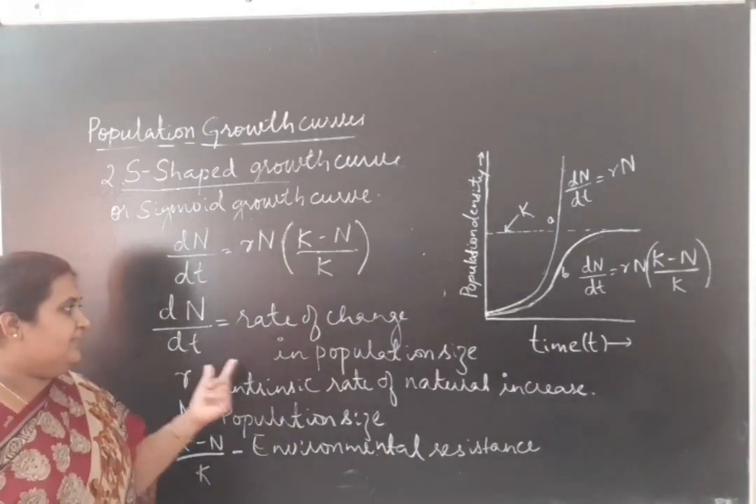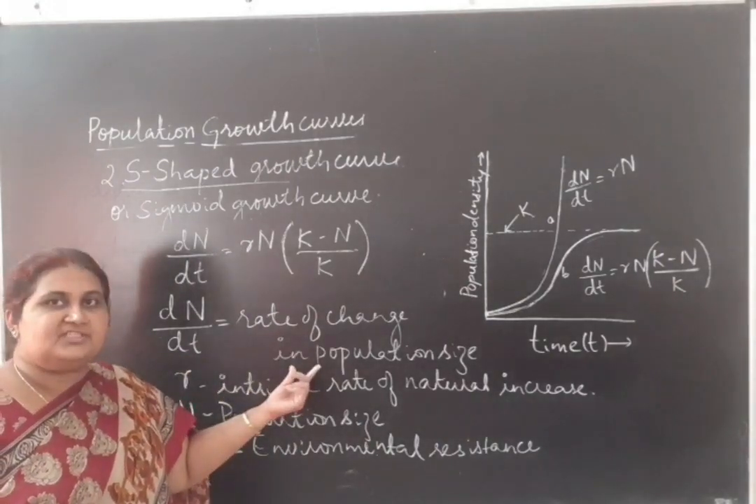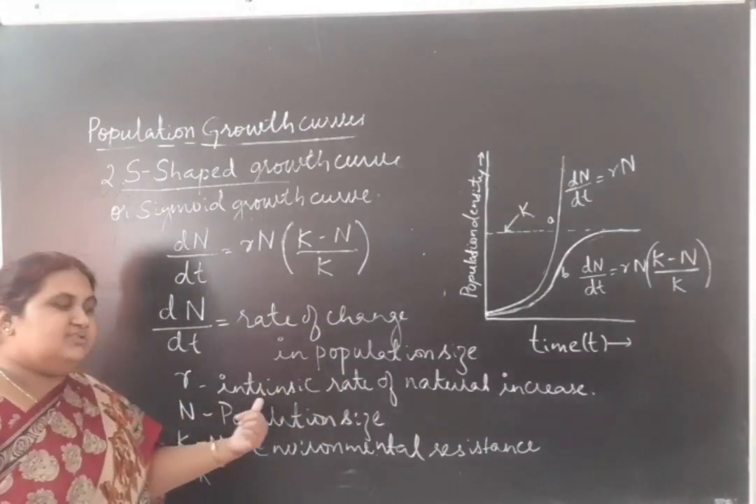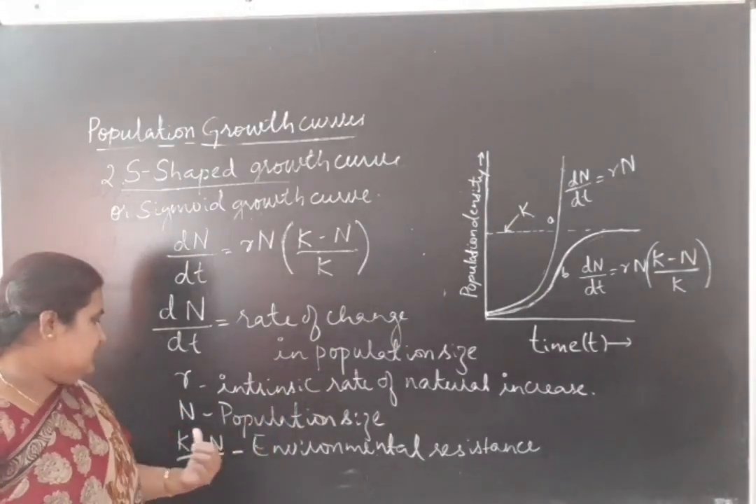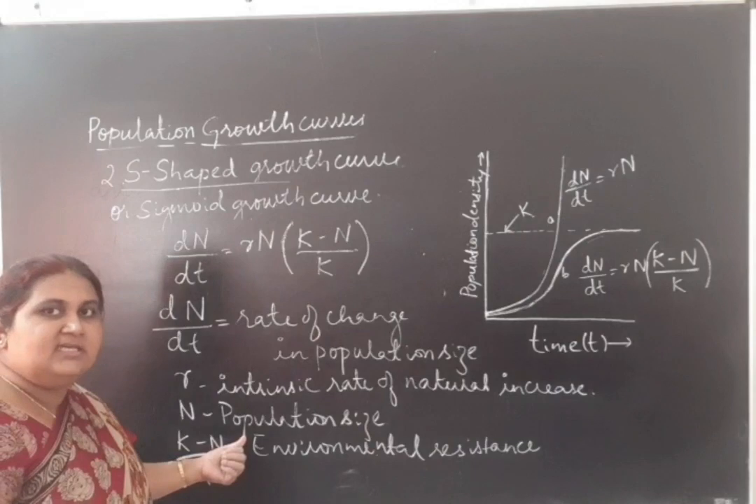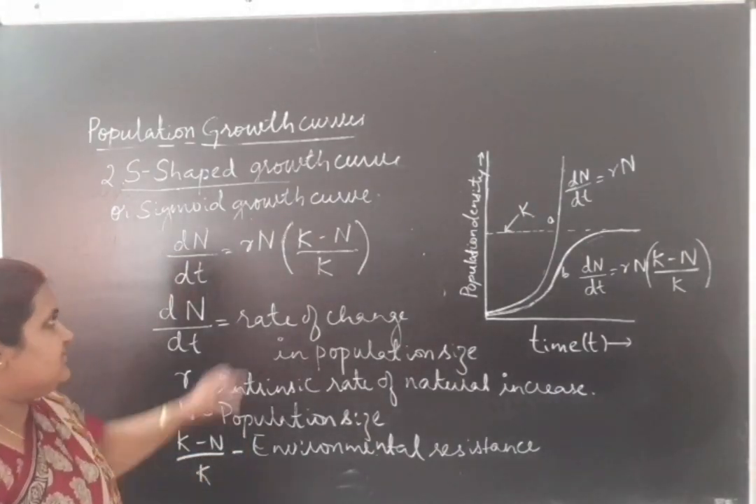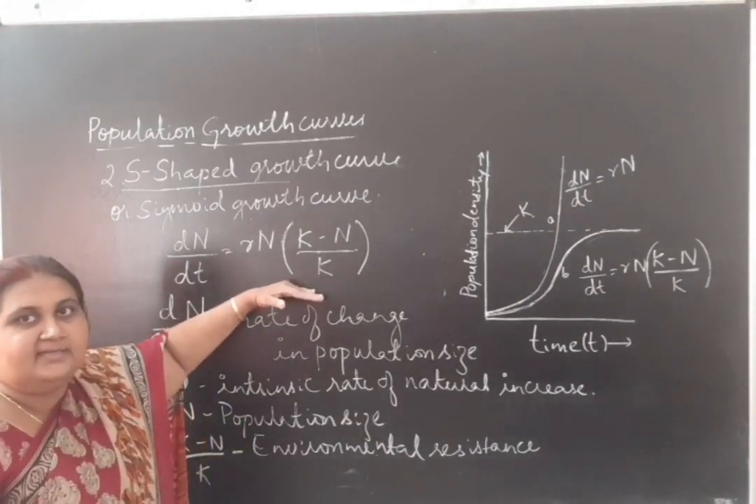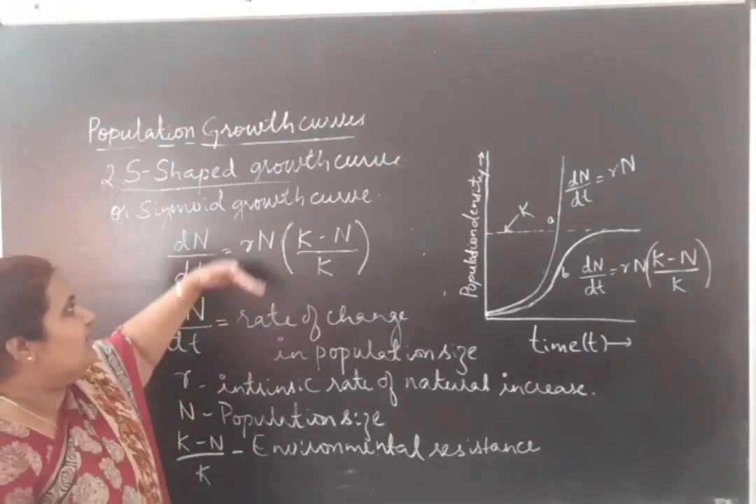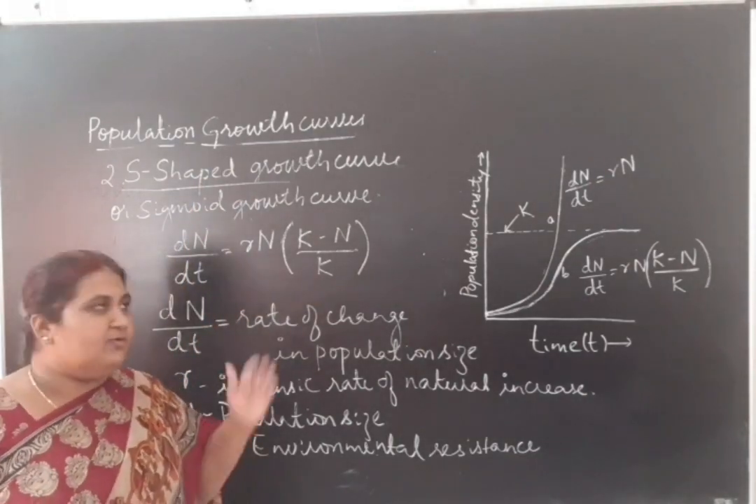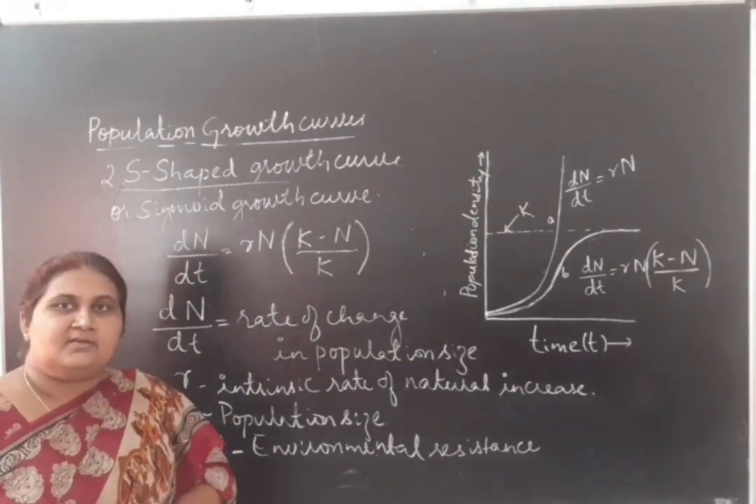dN by dt, rate of change in population size. r is the intrinsic rate of natural increase. N is population size. And (K minus N) by K is environmental resistance that will not allow a population to show an exponential growth.